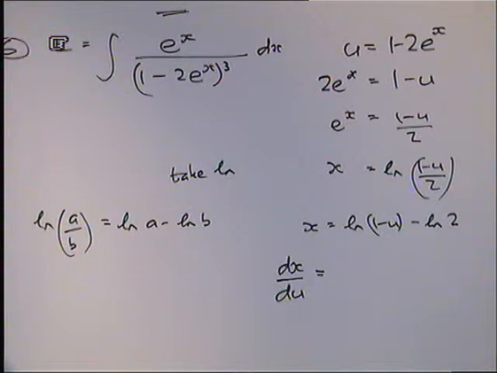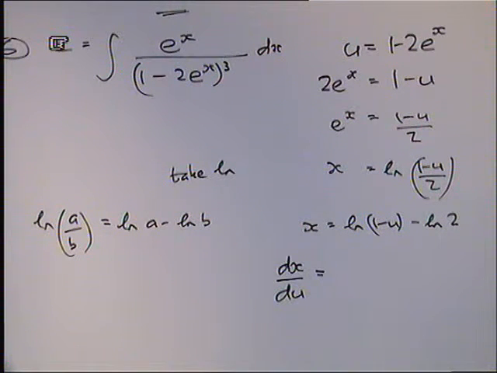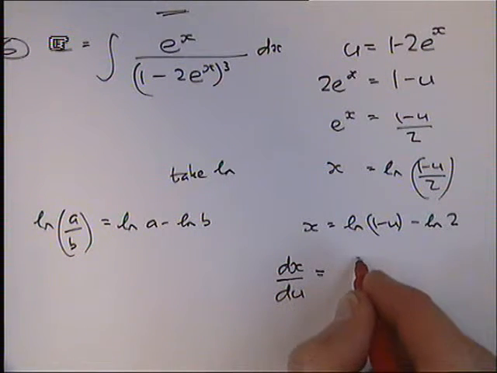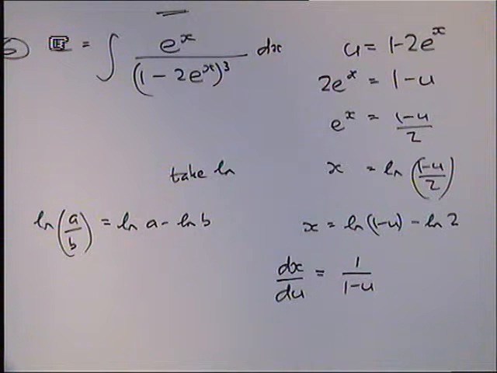What did you differentiate by parts? No, integration was the thing you're thinking of by parts. Can anybody remember? You could do the chain rule, but there's no need really. So can you tell me what the answer is? 1 over 1 minus u. Are we all happy with that?